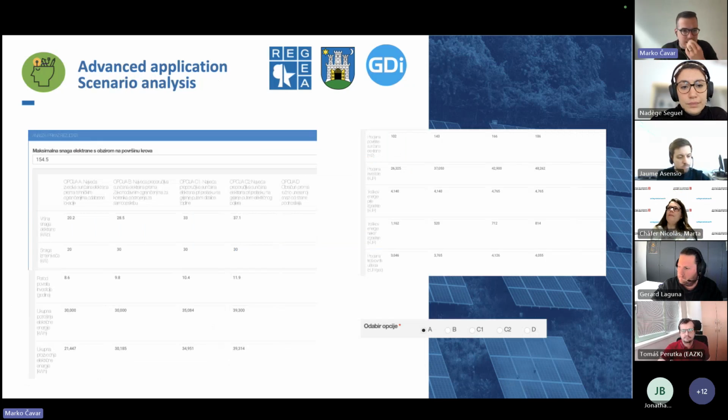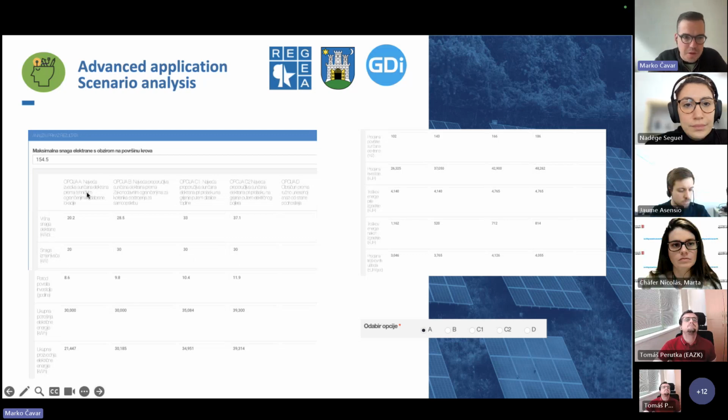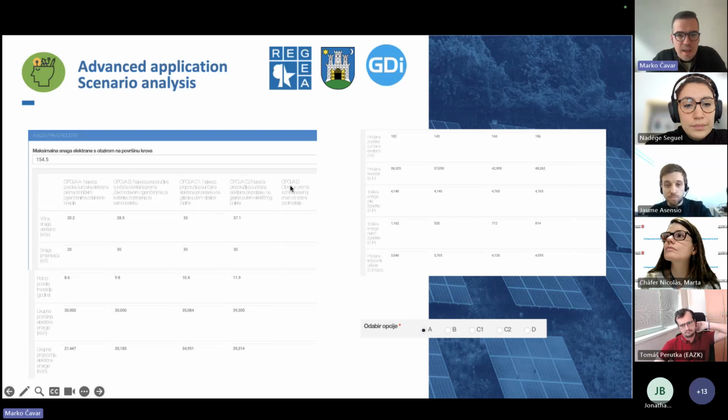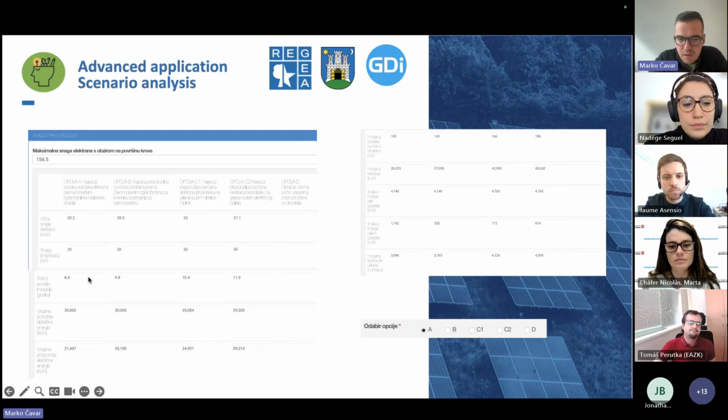After that the system generates scenarios. I'm sorry, it is still in the draft, so it is not nice looking pictures. But you can see here option A, B, C, and D, which gives you some numbers about the size of the system in kilowatt peak and kilowatt, and some numbers such as technical and financial aspects.